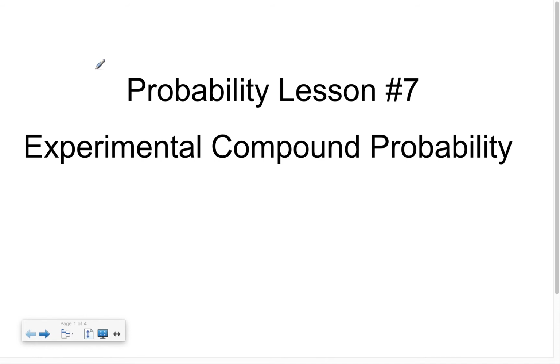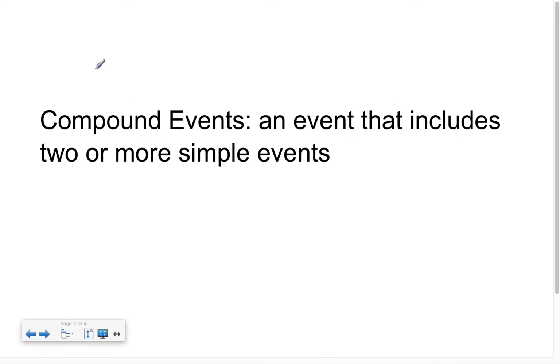So tonight we're going to look at experimental compound probability. Okay, we know what experimental probability is. Now the word compound. Compound just means two or more. Compound events are going to be an event that includes two or more simple events. Simple events could be rolling a die, spinning a spinner, flipping a coin, anything with one outcome. That is a simple event. Now, if we put two or more together, there's going to be more outcomes, and that's what's called a compound event.